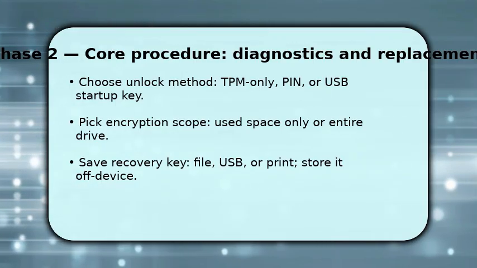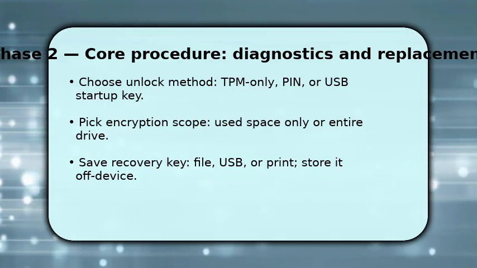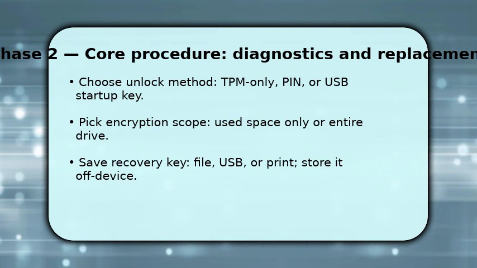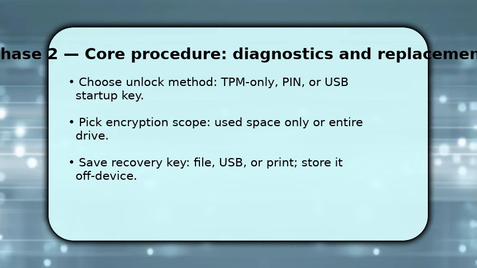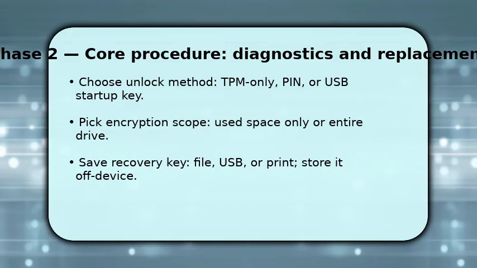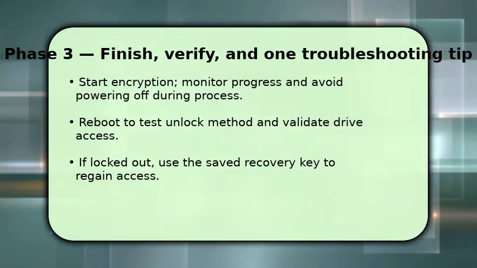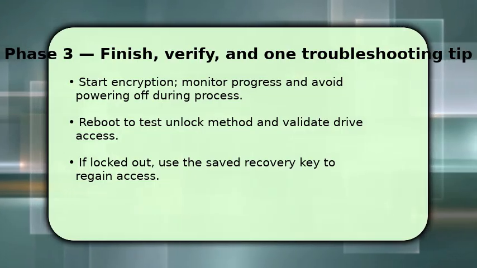Next, BitLocker asks to save the recovery key. Save to a file, USB, or print it, and make sure to store it off the encrypted device. Without it, you could permanently lose access. Start the encryption and monitor progress. Do not turn off or sleep the PC during this step, because interruption risks corruption.